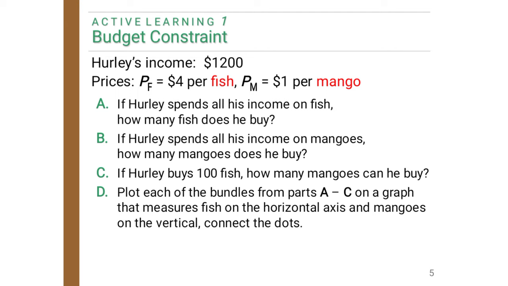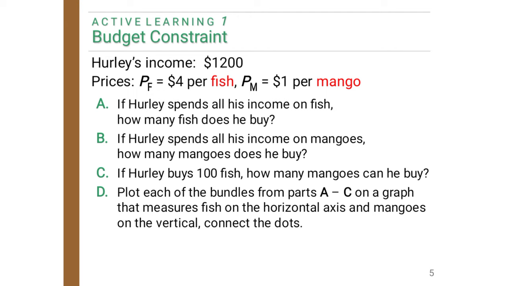Harley's income is 1,200, and the price of fish is $4 per unit, and then the price of mango. He spends his income on fish and mango. If Harley spends all his income, these are the things we are going to consider. If he spends all his income on fish, how many fish does he buy? Likewise, if he spends all on mango, how many mangoes can he buy? And if he buys 100 fish, how many mangoes can he buy?